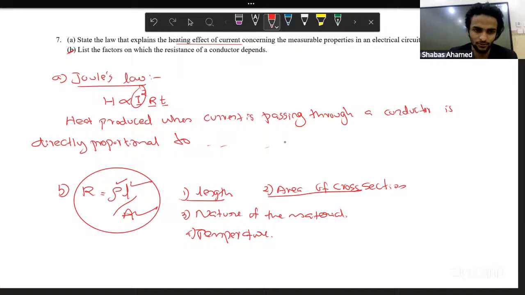Just write the equation rho L by A and explain what the terms are. You got the answer. So that one also is a simple question.